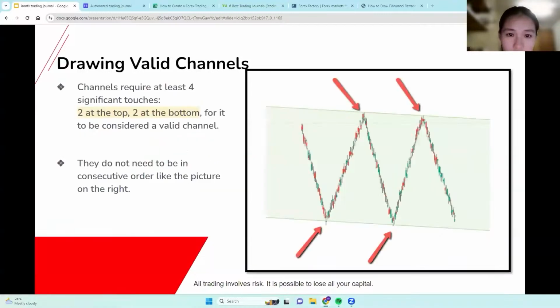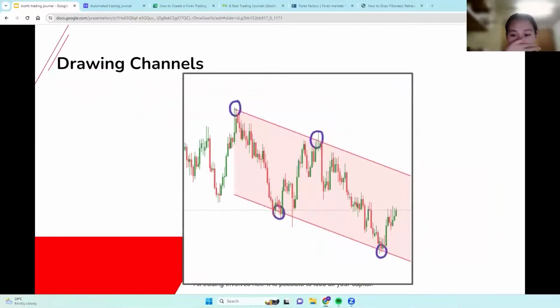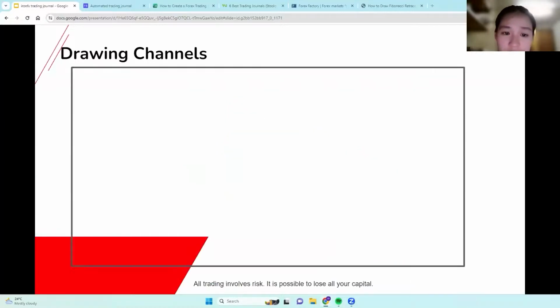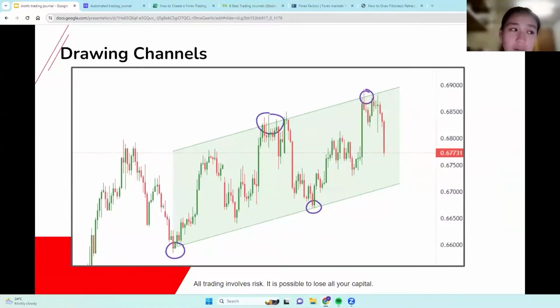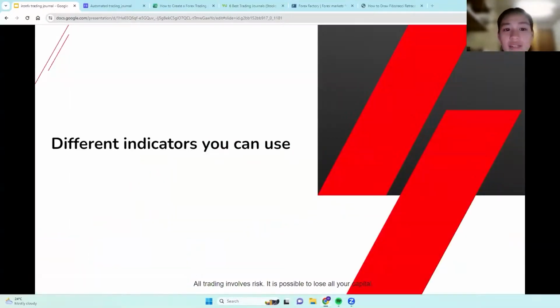If we look at drawing valid channels, the valid channels are those with at least 4 significant touches, 2 at the top and 2 at the bottom. Over here, this is an example of a descending trend channel. It doesn't have to be consecutive like this or like this, just as long as there are 2 touches. Now let's look at the different indicators that you can use to identify the trend.